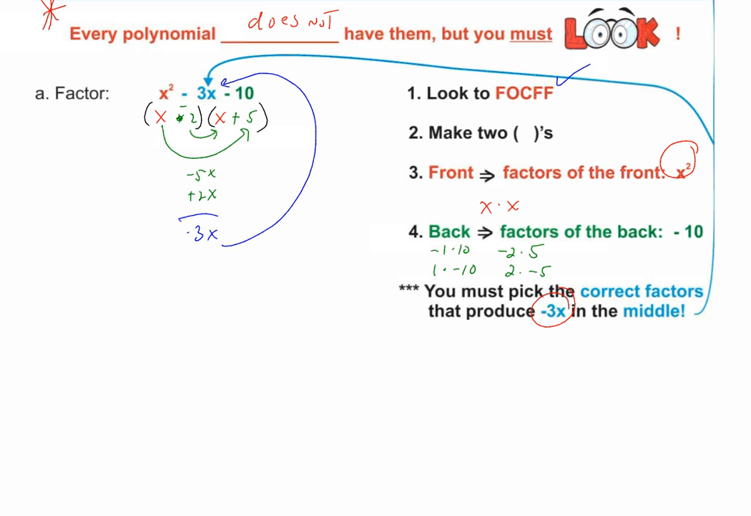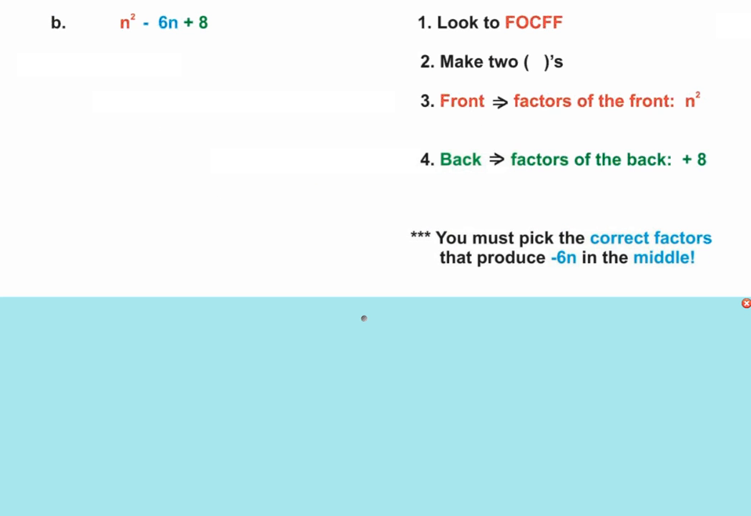So what's your answer? Those two binomials right there. If you attempt one and get the wrong middle, just cross it off and start again with your two parentheses. Put your front in there again and work on a second pair. All right, let's go to a second example.